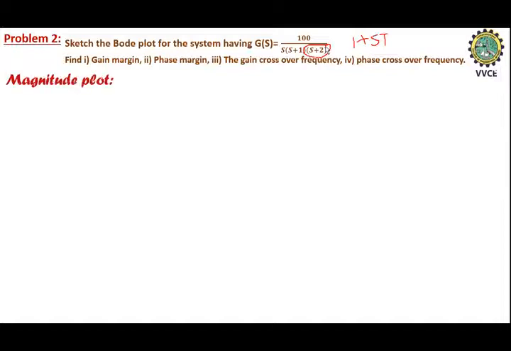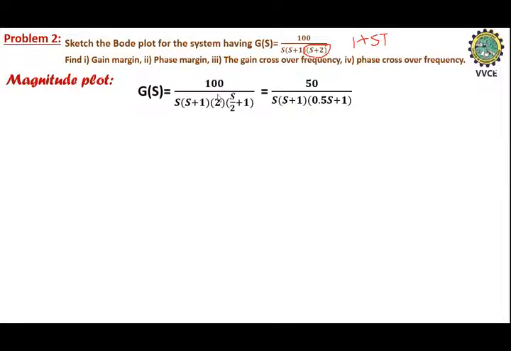So let us see the standard form. This, 100 divided by s into (s plus 1), is in the standard form, but this is not in the time constant form. We need to make it as 1 plus sT form. So take 2 as a common factor. Next, this factor becomes 1 plus s by 2. 1 by 2 is nothing but 0.5. We can write it as 50, since 100 divided by 2 gives 50. So in the numerator we will be getting 50: 50 divided by s into (s plus 1) into (0.5 s plus 1).